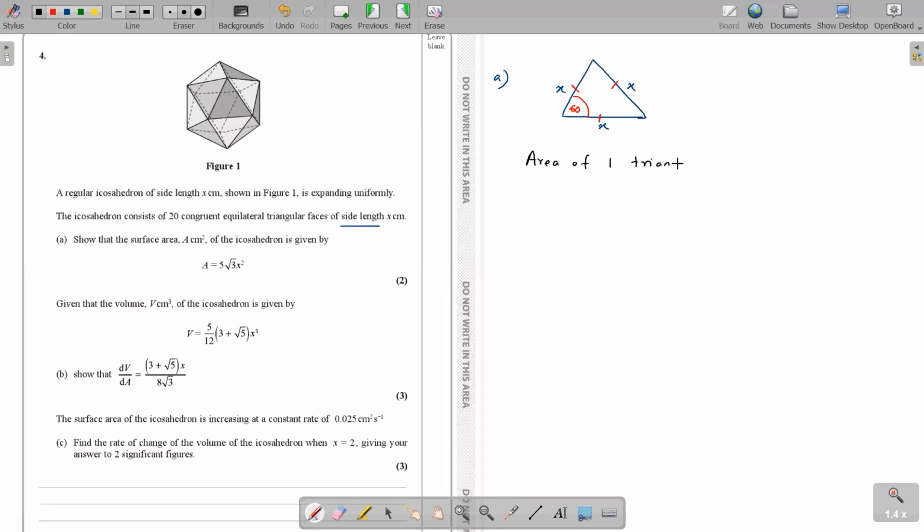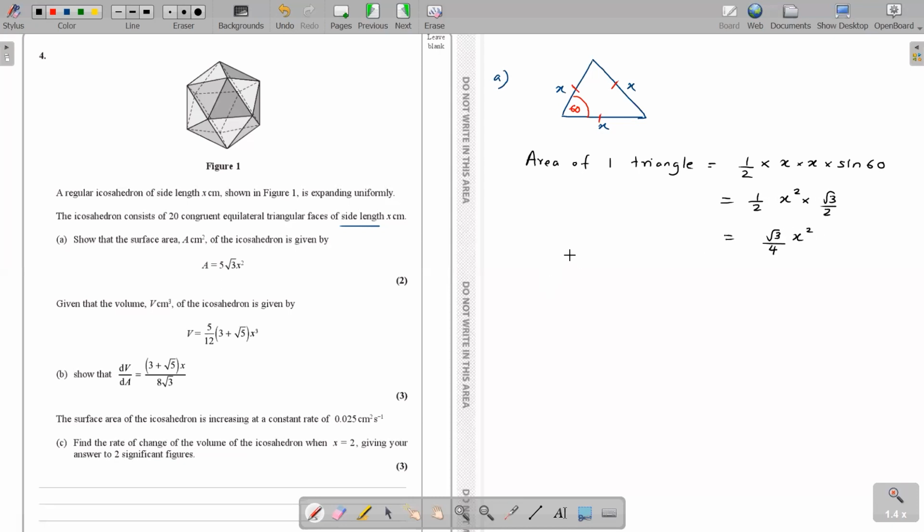What is the equation we use? Half AB sine C. So we use the equation half AB sine C. Who is A and B here? X and X. Half x into x into sine 60. So how much is it? Half x square sine 60 is? So basically I get root 3 over 4 x square.